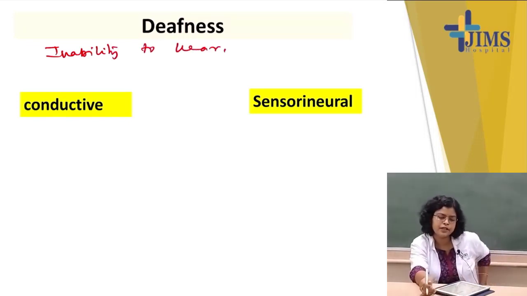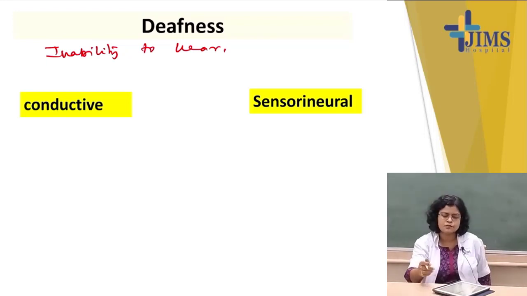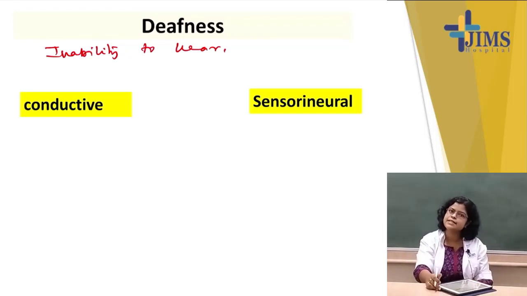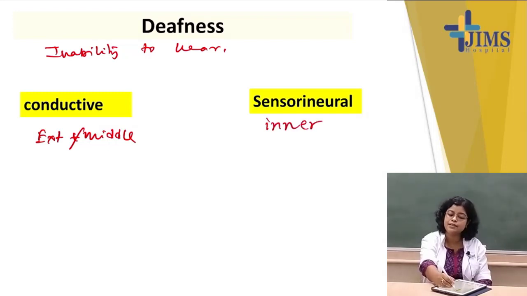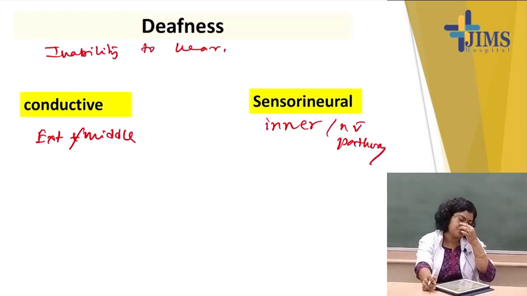Deafness is damage in the hearing pathway, and there are two types. One is conductive deafness, another is sensory neural deafness. Conductive deafness means the problem is in the external or middle ear, and sensory neural means the problem is in the inner ear or the nerve pathway. Conductive means a problem in conduction of the vibration, and sensory neural means either the sensory receptor cells or the nerve pathway have a problem.